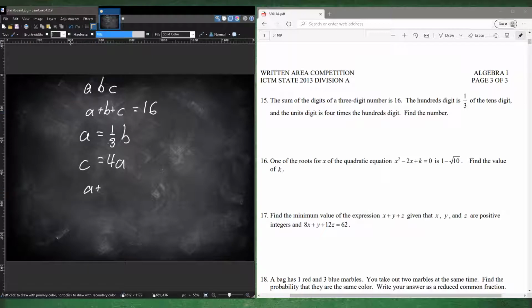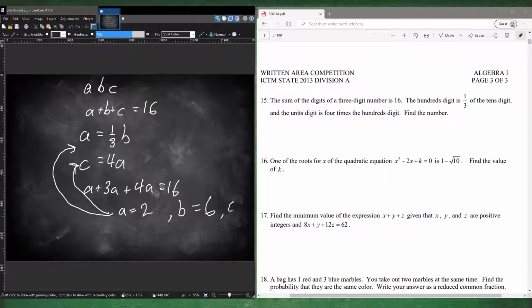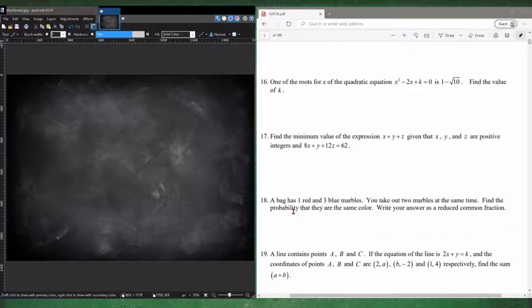So B equals 3A, and C equals 4A. So that's 1 plus 3 plus 4, so that's 8. So 16 divided by 8 is 2, so A equals 2. And now we need to find the number ABC, so we just plug it into these values. That means B is equal to 6, and C is now equal to 8. So it's 2, 6, 8 because it's ABC. So that's our answer, 268. Should be pretty simple.